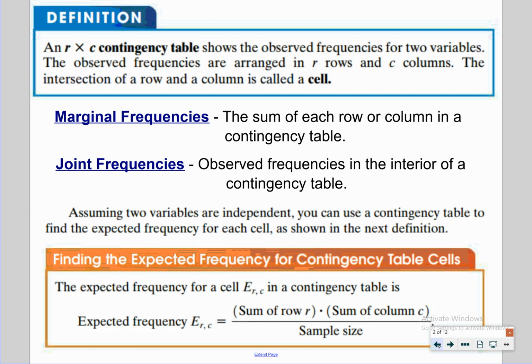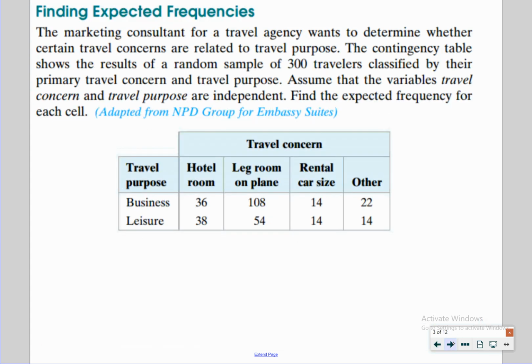Assuming that we have two variables that are independent, and we're going to start using that word a lot in this lesson because we're testing for independence. We're testing to see if two variables are independent of one another. We can calculate expected frequency like you see at the bottom here. So we're going to sum up those rows and columns, and for each particular cell, we're going to take the sum of the row, multiply it by the sum of the column that the cell is in, and then divide by our total sample size. So we're going to practice that on the next slide.